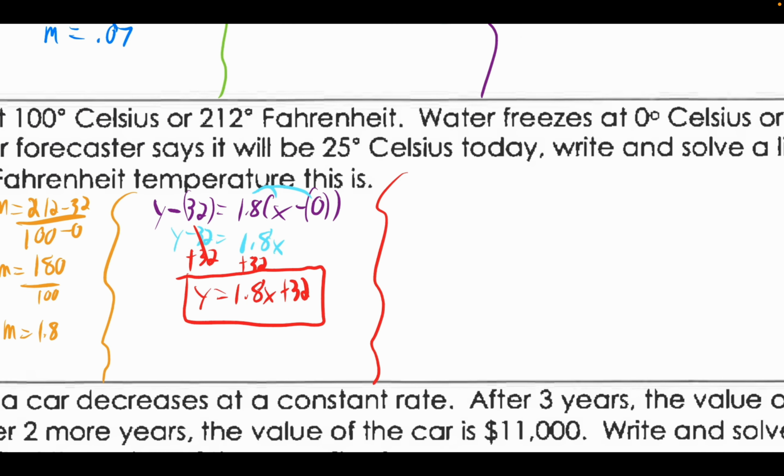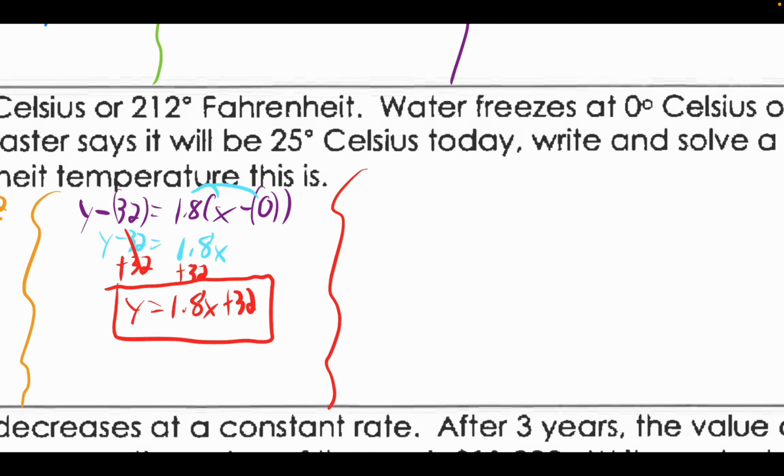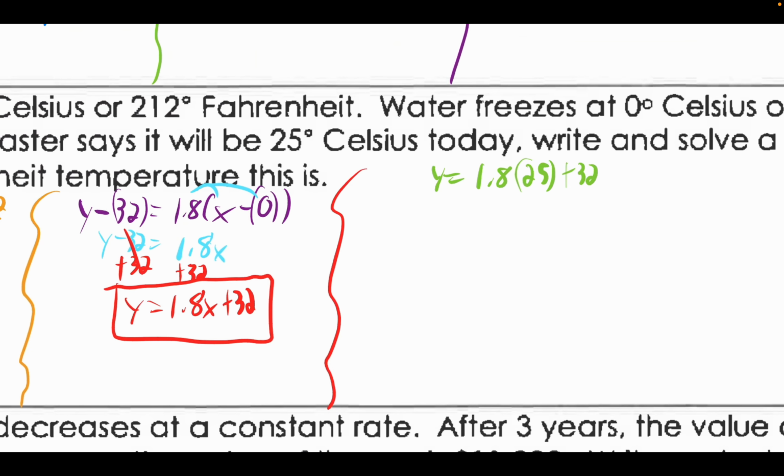Now if it was 25 degrees Celsius, what would that be in Fahrenheit? So we're going to plug the 25 in for x. I'm going to get y equals 1.8 times 25 plus 32. And if I do 1.8 times 25, that ends up being 45, plus 32, which tells me that y is 72 degrees in Celsius. Sorry, 72 degrees in Fahrenheit, because we were converting from Celsius.